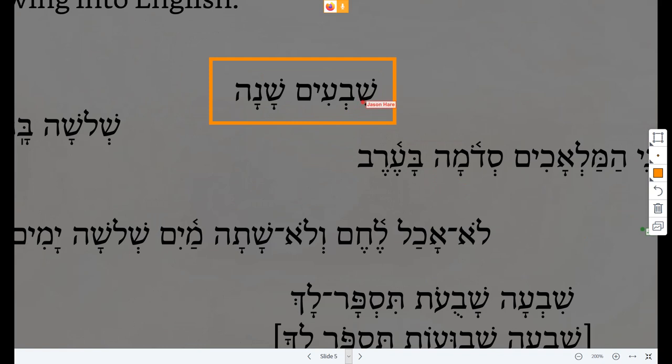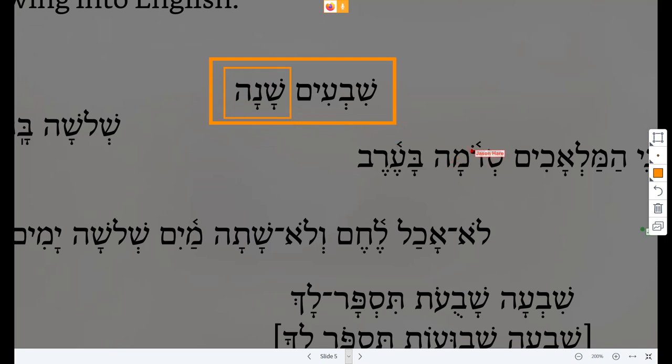Okay, so let's look at that vowel right there. Not Shiv. Yeah, Shiv. I said something else. Shiv, Shivim. And numbers are still a bit of a mystery to me.